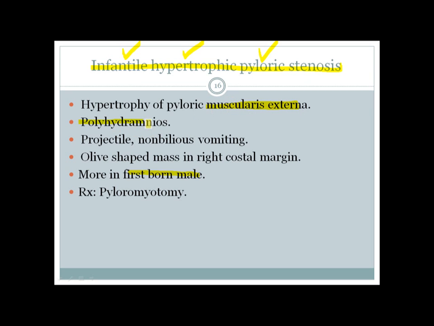and there will be polyhydramnios, because the baby will be unable to move the amniotic fluid through its gut because there is obstruction. And also after delivery, after feeding with breast milk, the baby will have projectile non-bilious vomiting. Non-bilious, because for the bile to come to the stomach, it has to come through the pyloric sphincter. As the pyloric sphincter is closed, there will be non-bilious vomiting, and this hypertrophy can give rise to an olive-shaped mass in the right costal margin. And to treat that, you have to do something called a pyloromyotomy.